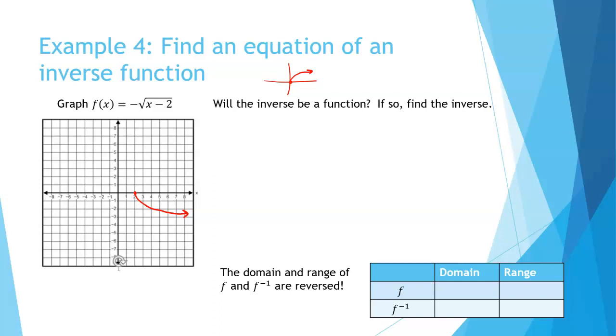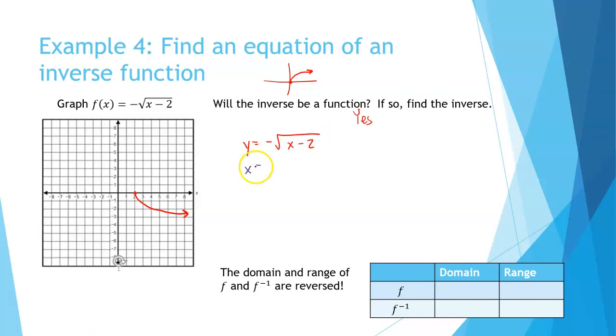Now that passes the horizontal line test, so its inverse is a function. So we don't have to worry about restricting this. So the answer is yes. If so, we need to find the inverse. So we're going to change this to be y equals negative square root of x minus 2.